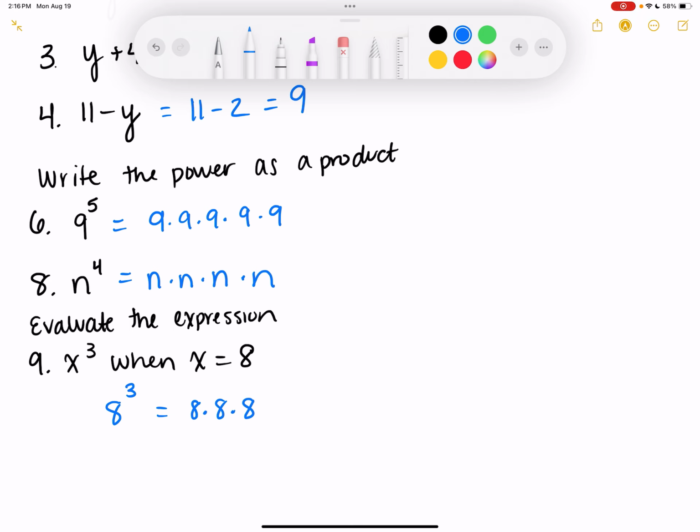What is 8 times 8? 64. So that would be 64 times 8. Does anybody know that off the top of their head? I don't know. 60 what times 8? 64 times 8 is 512. Okay, if you don't know it, you can always stack it up like this and do it. But it is 512.